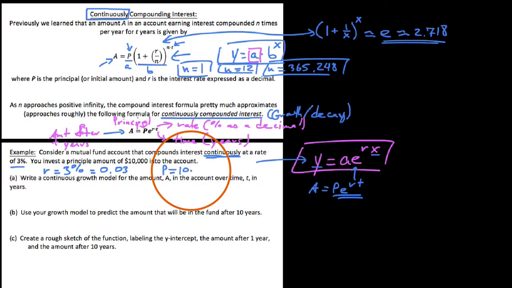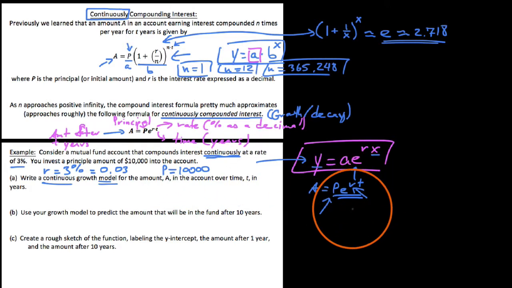So we say P is equal to 10,000. I'm not going to put a comma there. This is also our A value, essentially, in a growth model. So it says write a continuous growth model for the amount A in the account over time T in years. So when somebody asks us to write a continuous growth model, we already know we're using this, and I only need to know two things. What are you starting with, and what is the rate of growth?